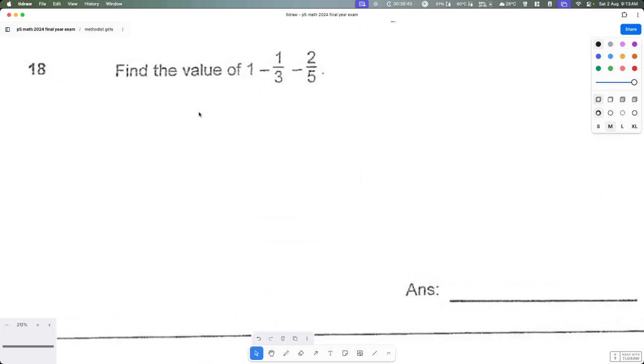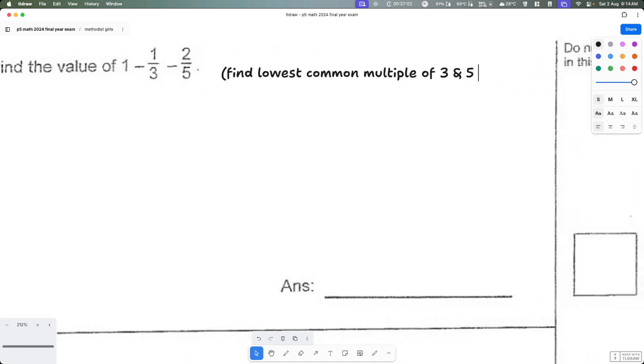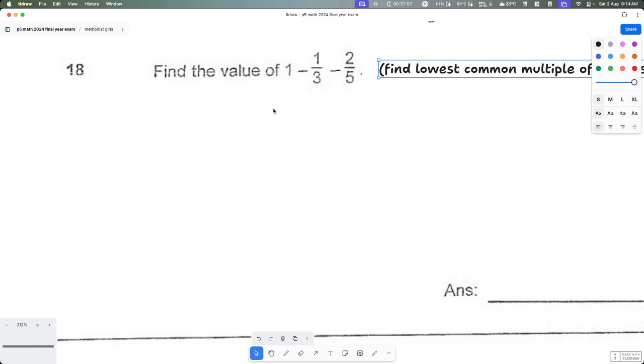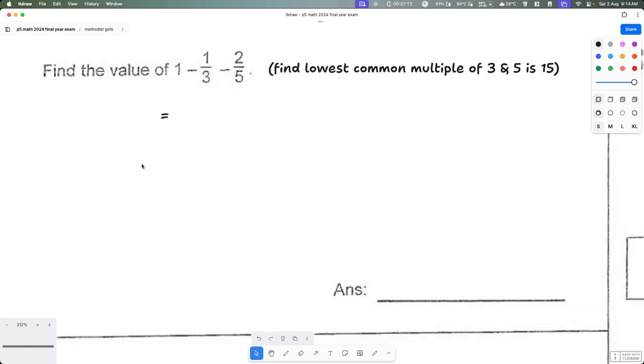Find the value of 1 minus 1/3 minus 2/5. In this case, what we want to do is find the lowest common multiple of 3 and 5, which is 15. I think it's pretty straightforward. For one whole number, this should be 15/15.